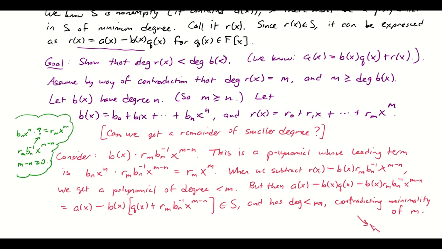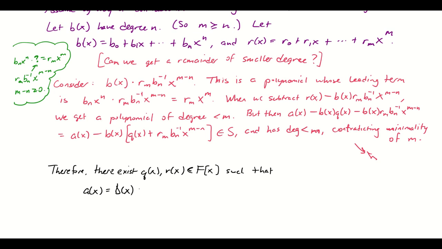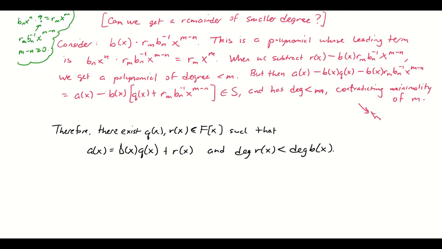All right, so wrapping this up, therefore, there exist q of x and r of x in F[x] such that a of x equals b of x q of x plus r of x, and the degree of r is small enough. Degree of r of x is less than the degree of b of x. But what I haven't proven is uniqueness. What about uniqueness?